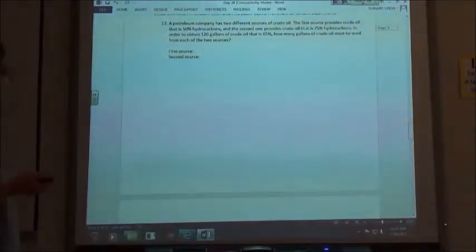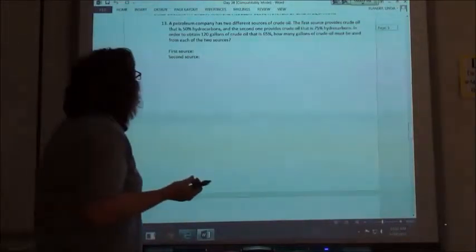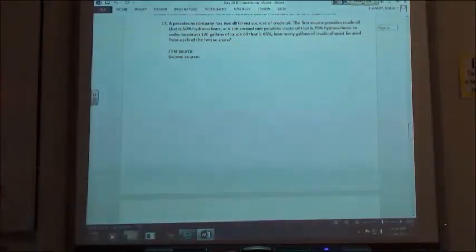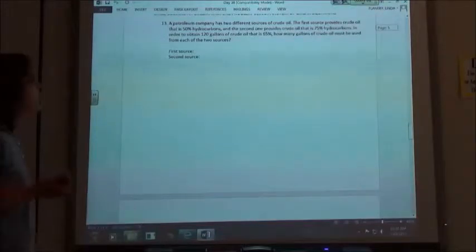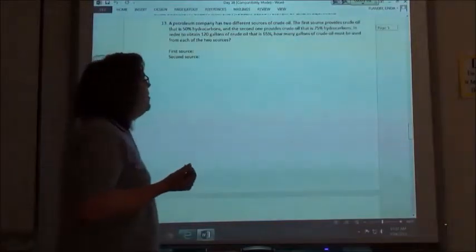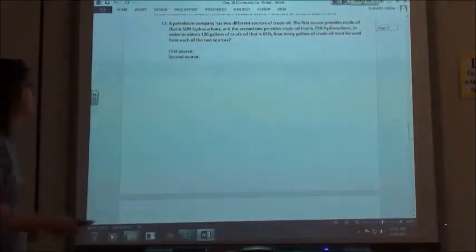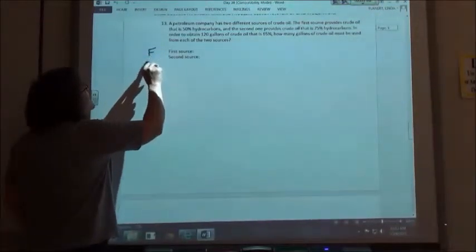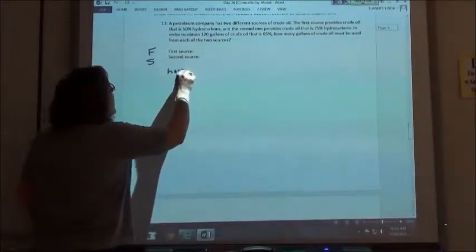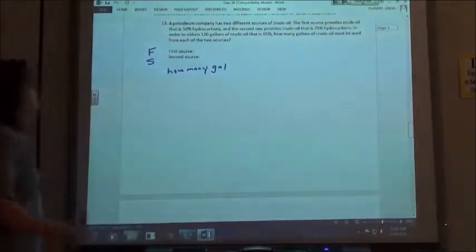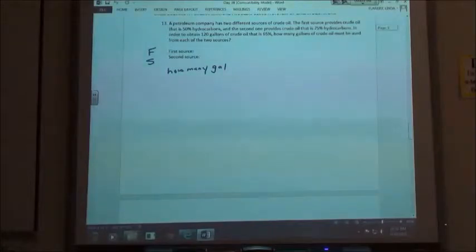The first source provides crude oil that is 50% hydrocarbons. The second one provides crude oil that is 75% hydrocarbons. In order to obtain 120 gallons of crude oil that is 65%, how many gallons of crude oil must be used from each of the two sources? So, first source and second source, and we're again looking for how many gallons. So, we look there and we say, we want a total of 120 gallons.